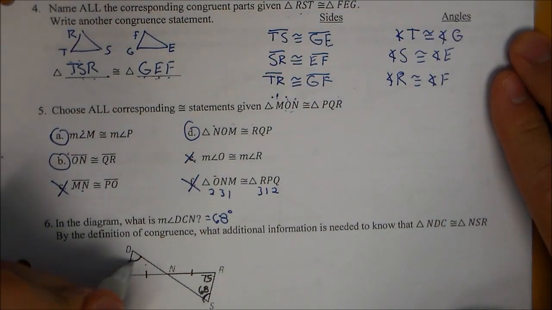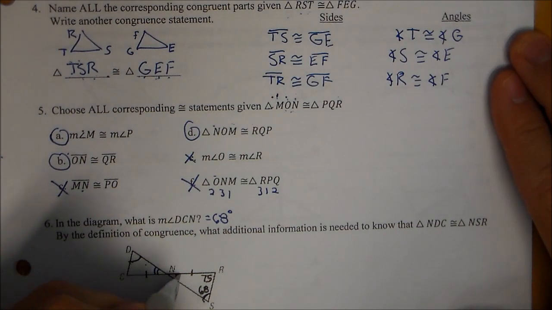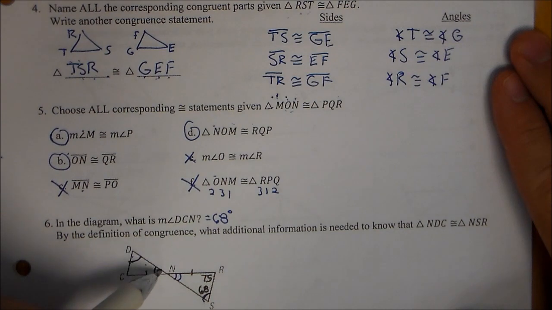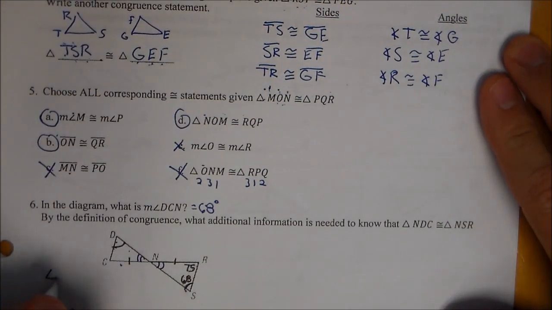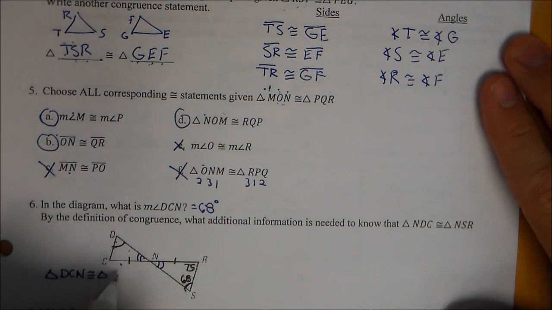And we have an angle pair here. If we also had vertical angles, we could do angle, angle, side. So we could say that triangle DCN is congruent to triangle SRN by angle, angle, side.